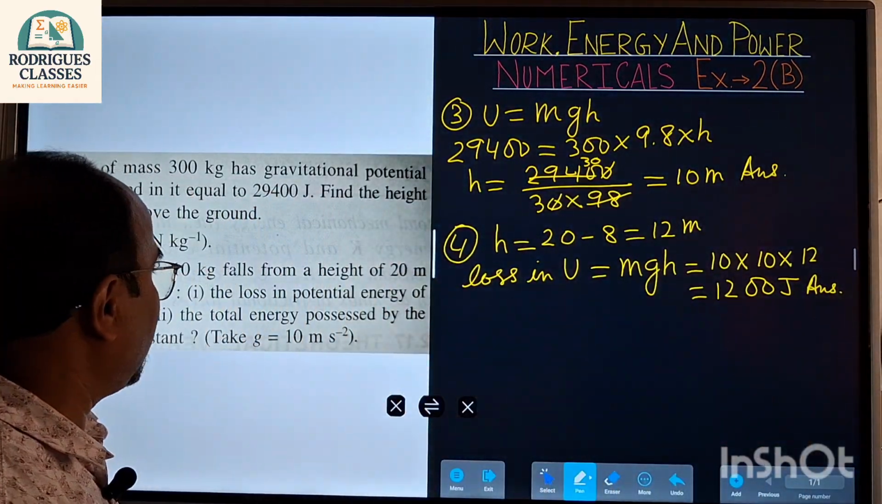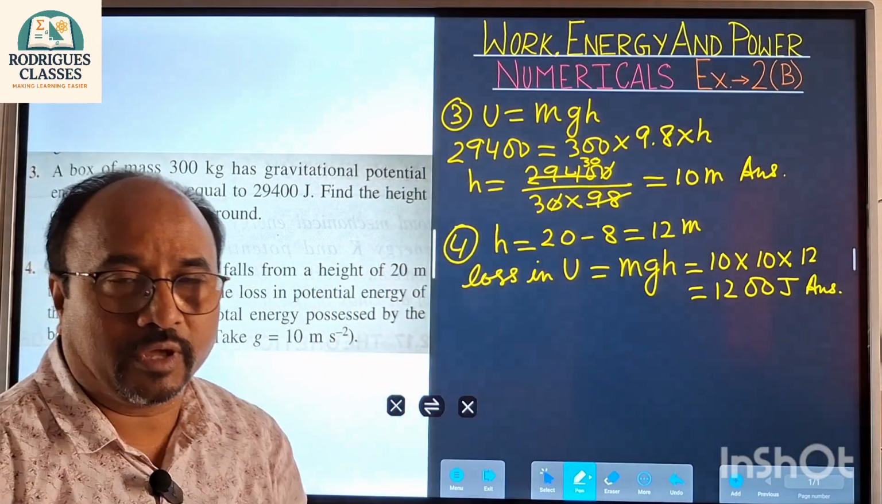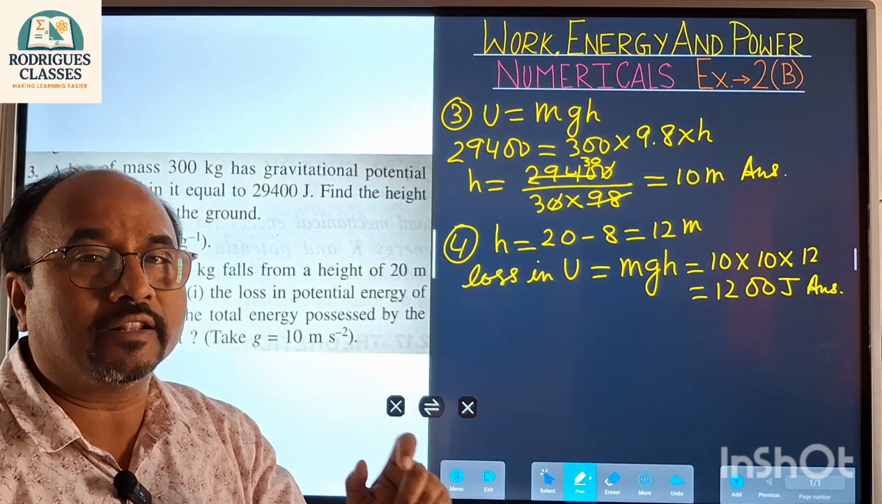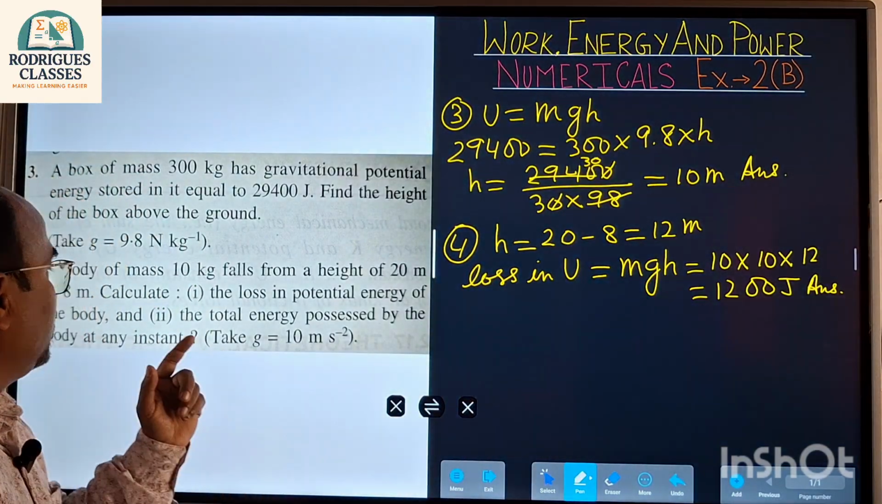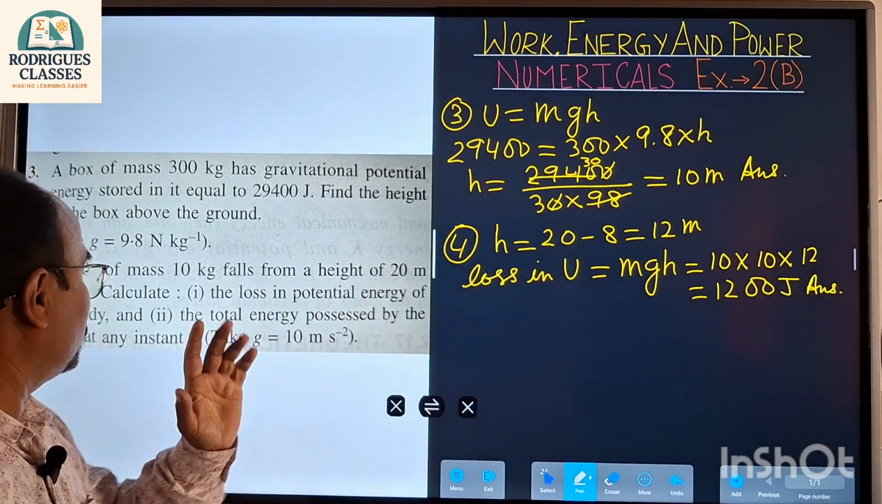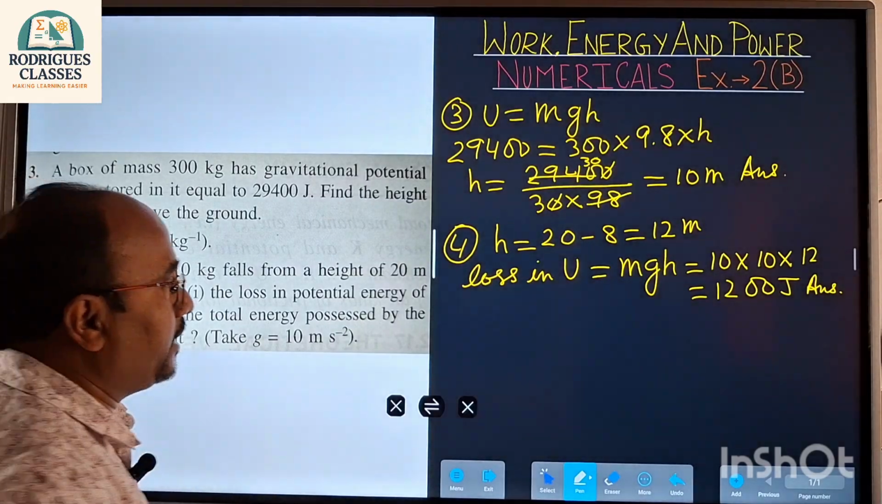I hope this is understood why we are taking 12, because we are asked to find the loss in potential energy. Then it is the total energy possessed by the body at any instant.